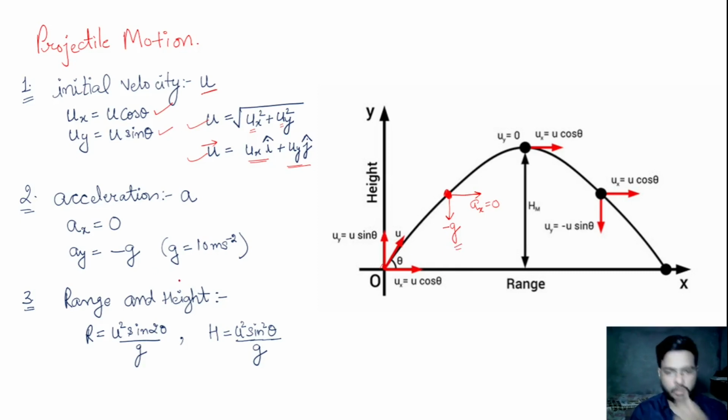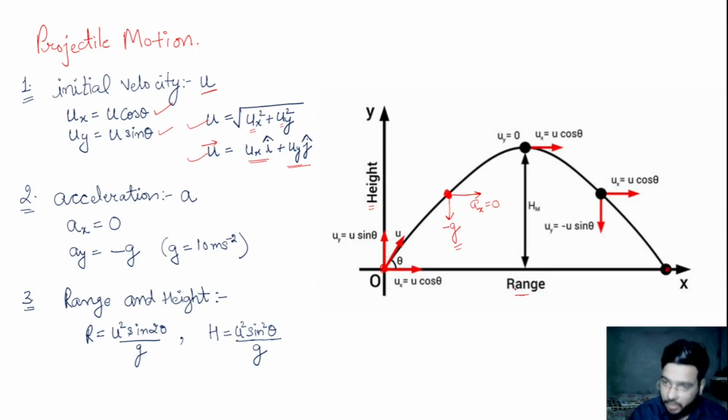So if we talk about the main thing, that is range and height, what is the concept here? First of all, introducing you to range. Here the range means the horizontal distance from this point, the origin or initial point, to the final point on the horizon. This horizontal distance between these two points is known as range.